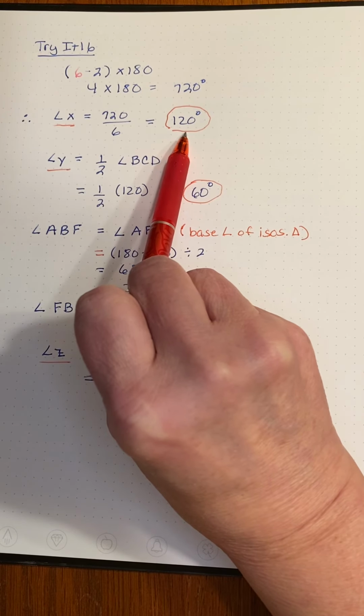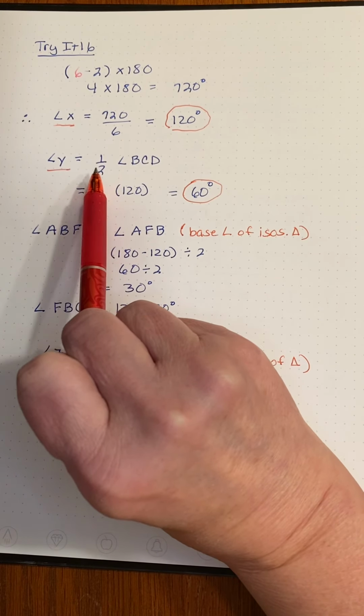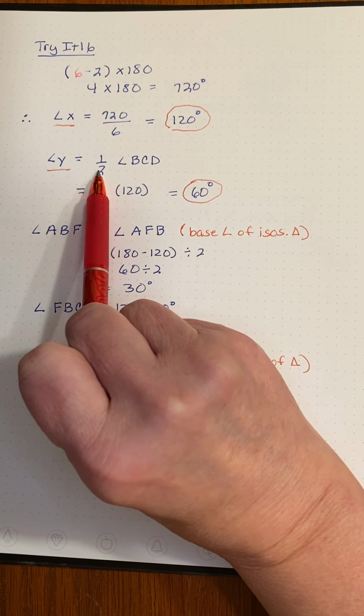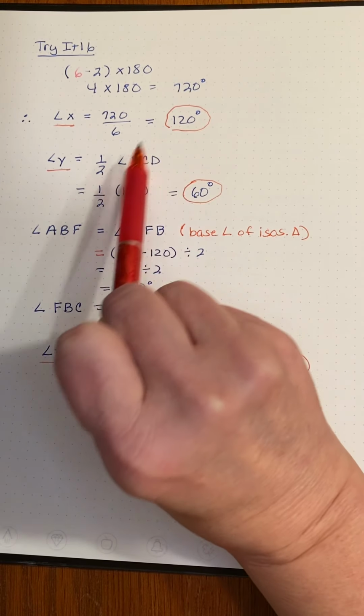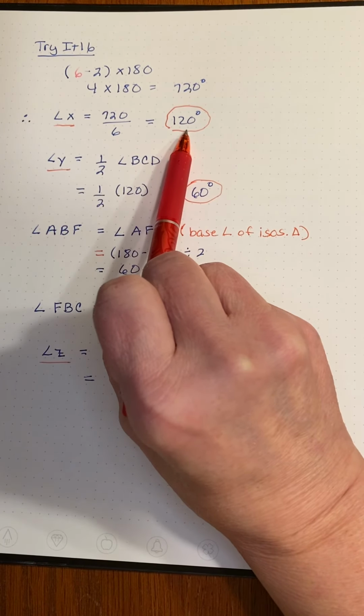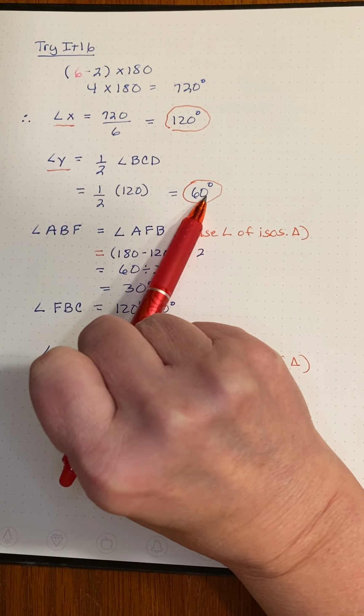Moving right along to angle Y. Angle Y is really just half of the angle you see at BCD. So it's half of this, because the whole thing would be another 120 because they're all equal. So I'm just going to take half of 120, which is 60 degrees.